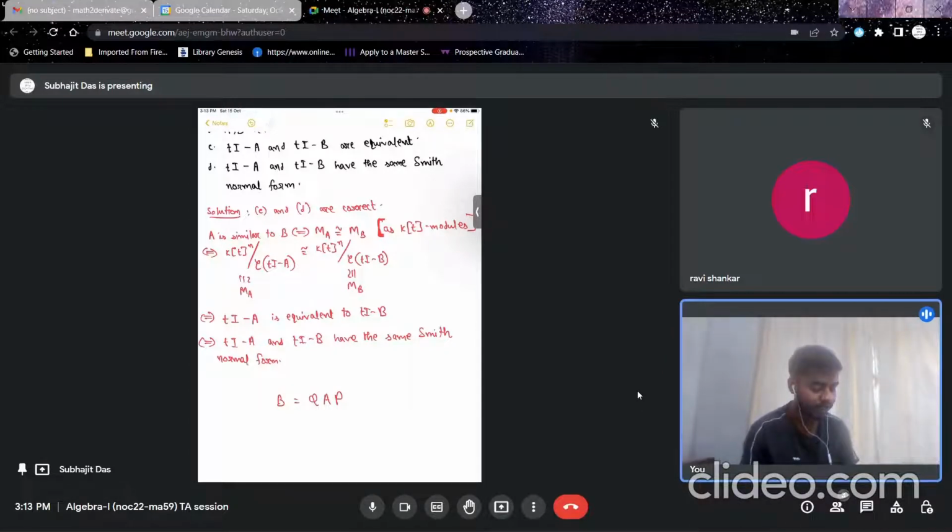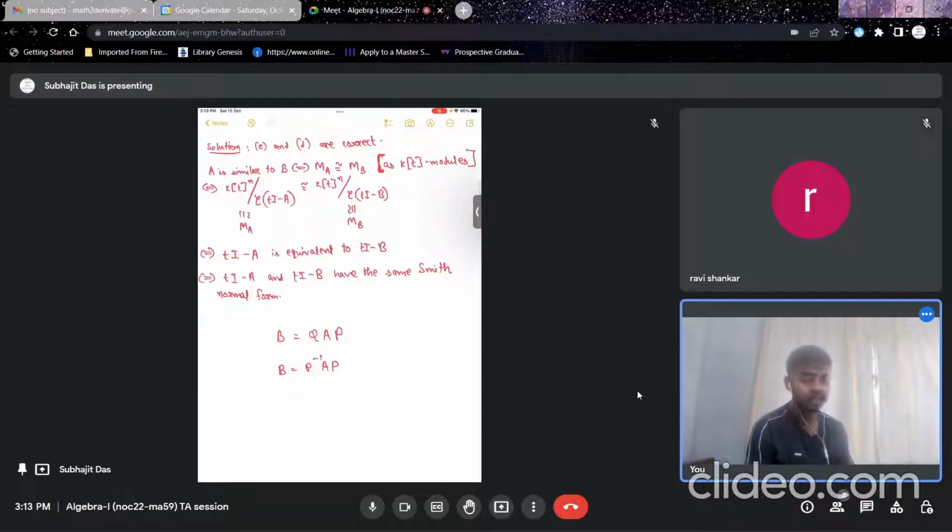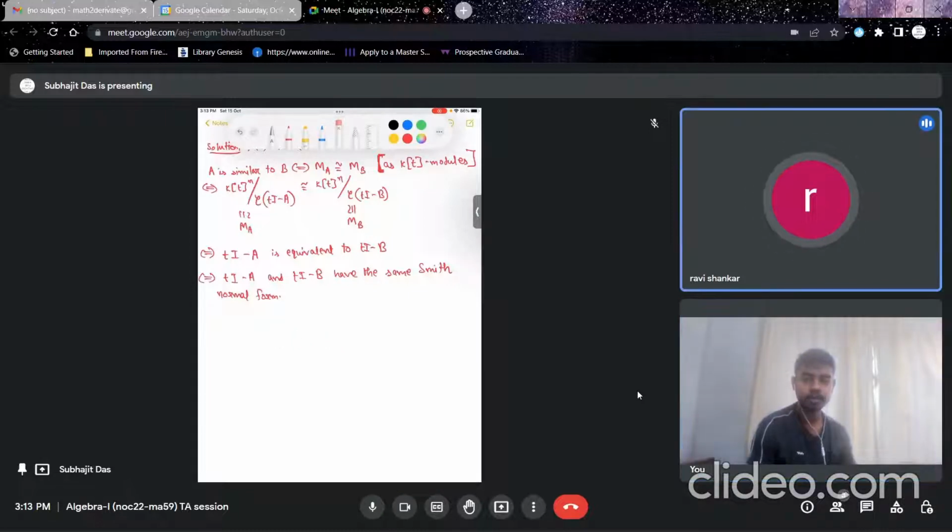So if you already have that B is equal to P inverse A P, then they are certainly equivalent. So similarity implies equivalence. But what we want to show is the converse.